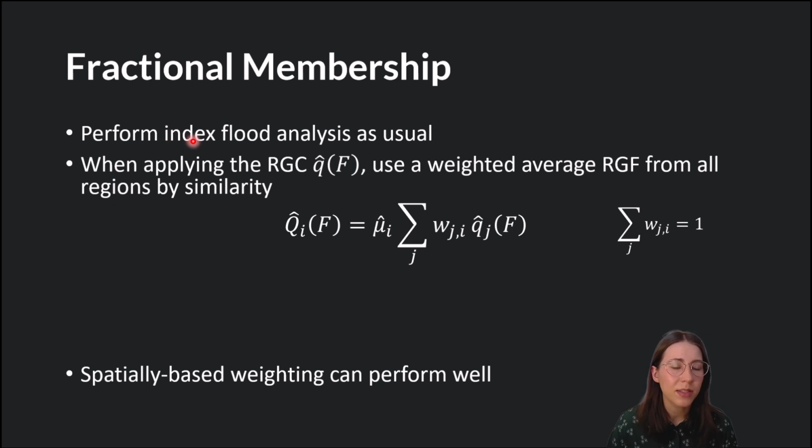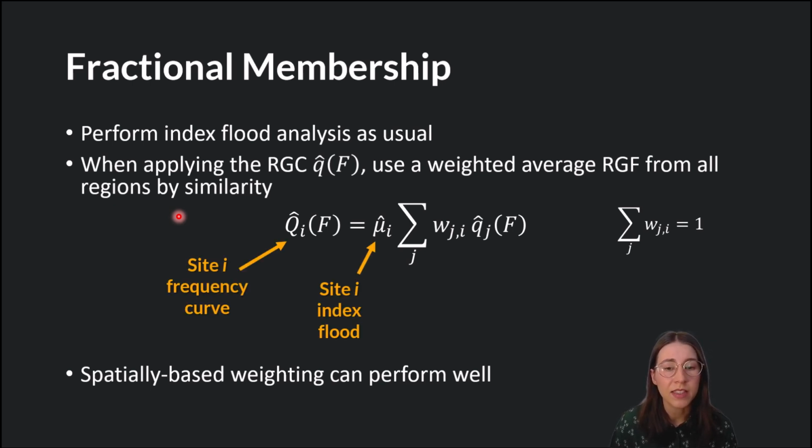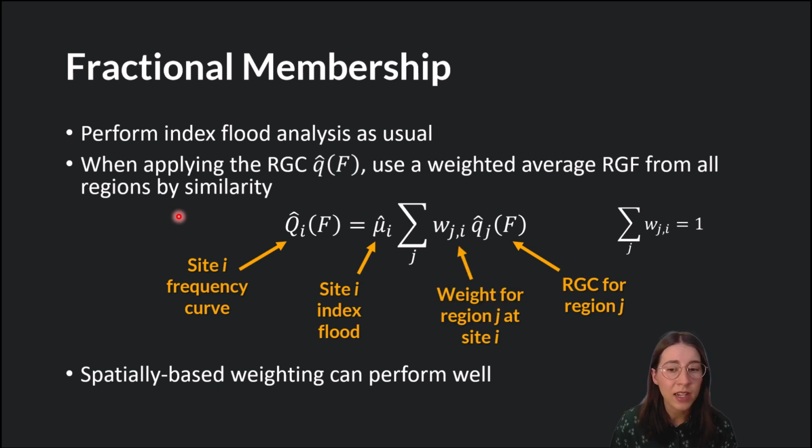The process starts similarly to an index flood analysis, where you estimate regional averages of the dispersion and the skew. But instead of applying a single regional growth curve for each region, you use a weighted average of all regional growth curves from all regions and weight them according to their similarity. So if we break down this equation a little further, we can predict the site frequency curve by multiplying the site index flood, just like the index flood method, by the regional growth curve for a specified region and weighting it by its similarity to site I.